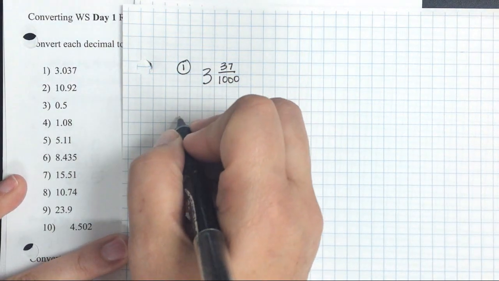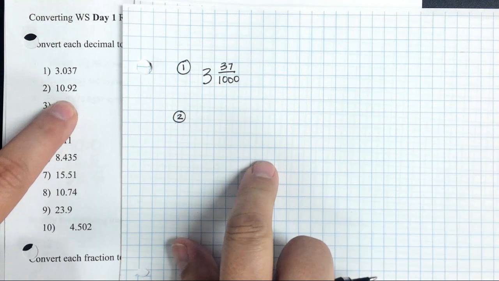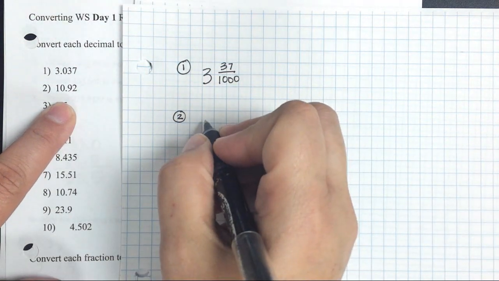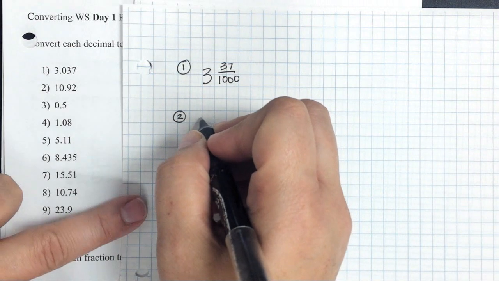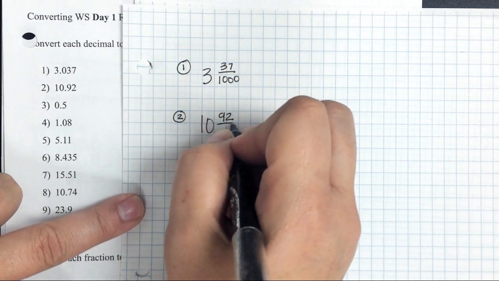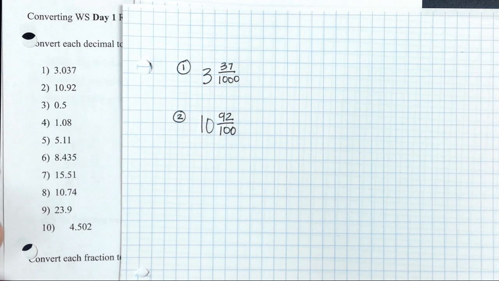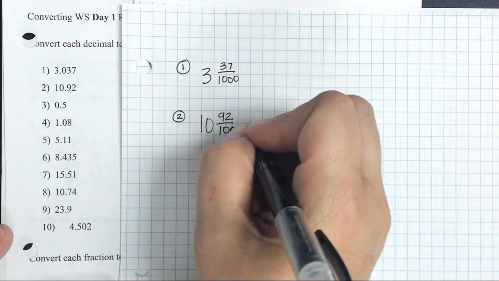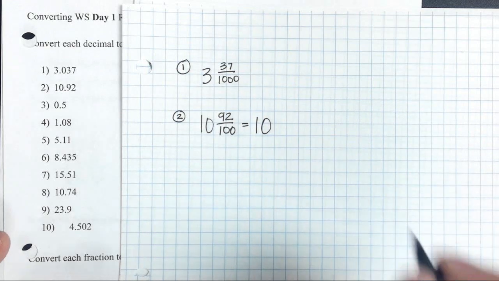Okay? Number 2, somebody read that decimal for me. 10 and 92 hundredths. Absolutely. So 10 and 92 over 100. Can we simplify that one? Yes. How do we know? All even numbers can be divided by 2. Absolutely. So we're going to leave our whole number the same.